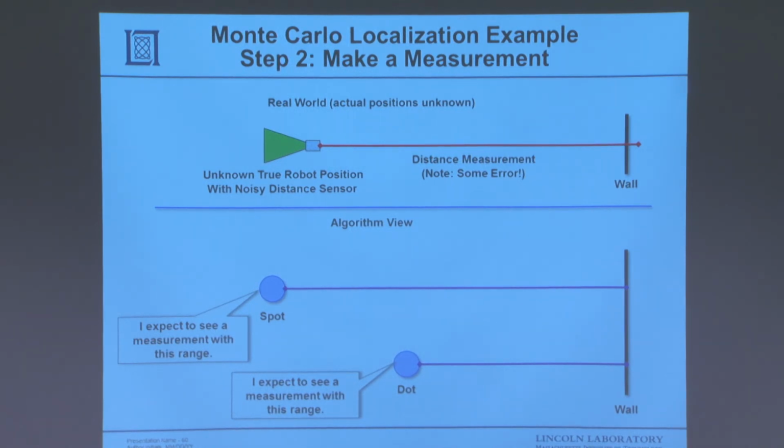The next step is we make an observation inside of the real environment. We activate our distance sensor, which measured the distance from the robot to the wall. Our distance measurement wasn't quite right because it has a little bit of error or noise on it. Then inside of the algorithm, we calculate what each one of those particles would have determined for its distance to the wall. The particle spot would have thought that its distance was, say, 5 meters. And the particle dot would have determined that its distance should be about 3 meters.